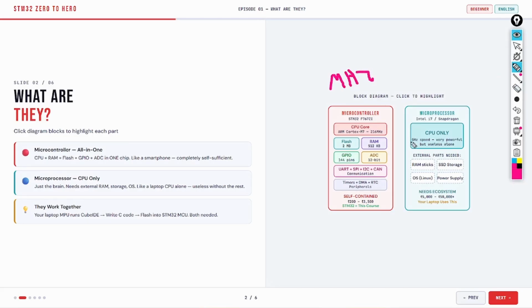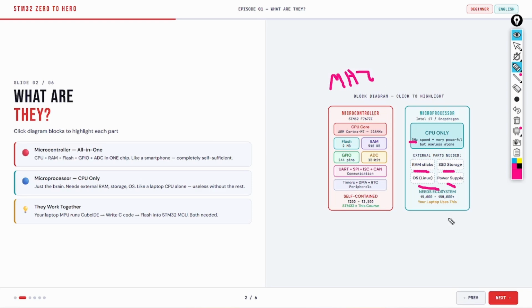But here you can see the processor has this advantage. It's very powerful, but useless alone. So you have to use an external system like RAM, SSD, operating system, power supply, right? And if you compare in terms of cost, then controllers are cheap compared to microprocessors. But again, we cannot say microcontrollers are powerful and best compared to processors, because each one of them has its own applicability, its own applications.